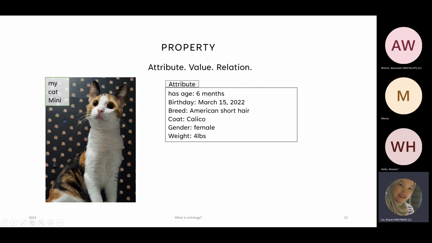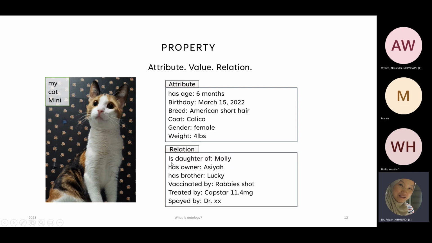So all these you can represent as values, especially age, birthday, even gender, but people can also define what is female, what is male. But weight can be 4 pounds, can be a value. And she also has some relationships with other things in the world.